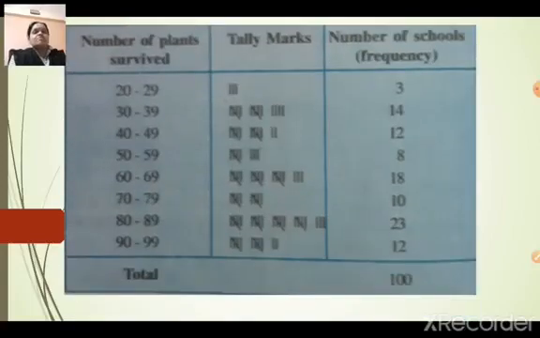The number of plants survived and the tally marks, and the number of schools is nothing but the frequency. Okay, so now you can see over here we have made the groups as 20 to 29, then 30 to 39, 40 to 49, 50 to 59, 60 to 69, 70 to 79, 80 to 89, 90 to 99. These are called groups.